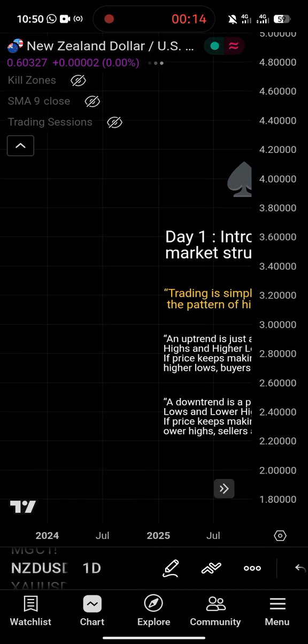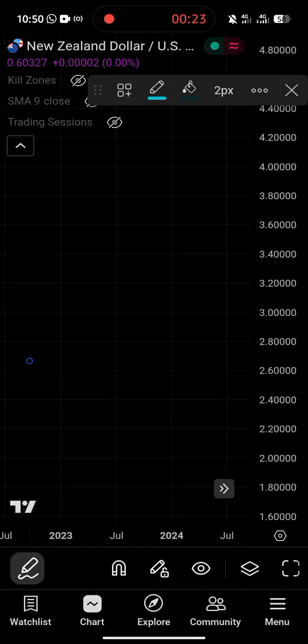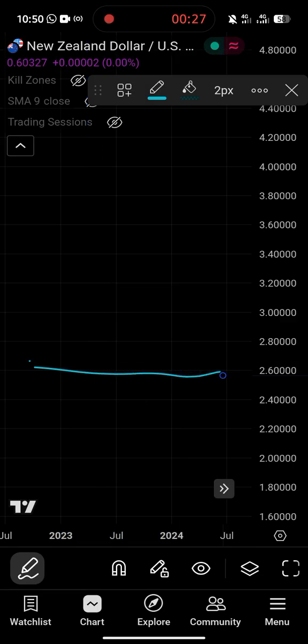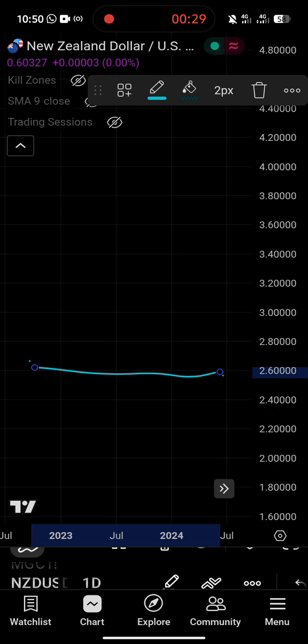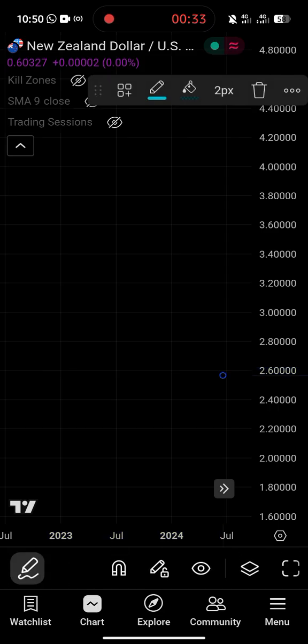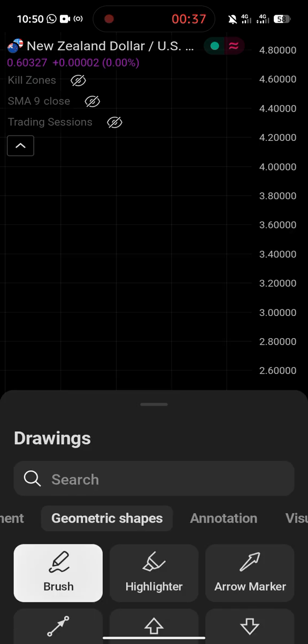When you're talking about market structure, the market doesn't move in a straight line. The market doesn't move like this. No, that's not how the market moves. The market moves in waves. When I say wave, do you understand a wave? The market moves in waves.